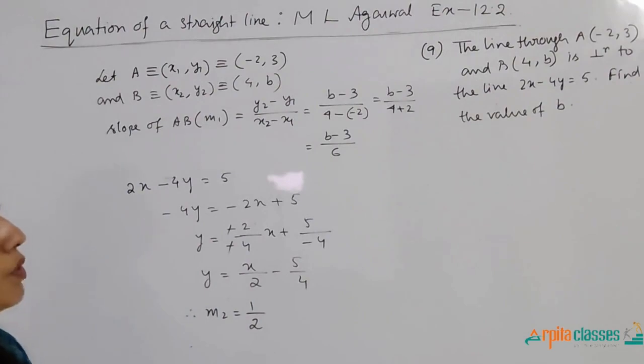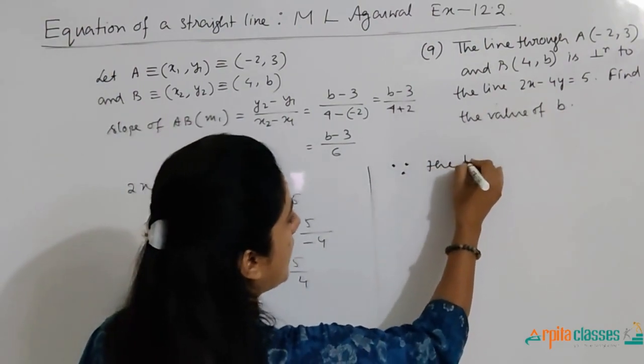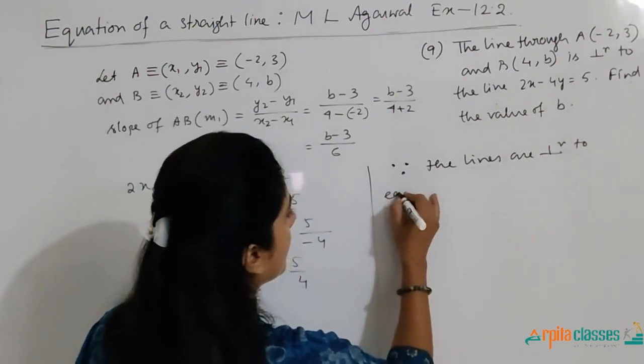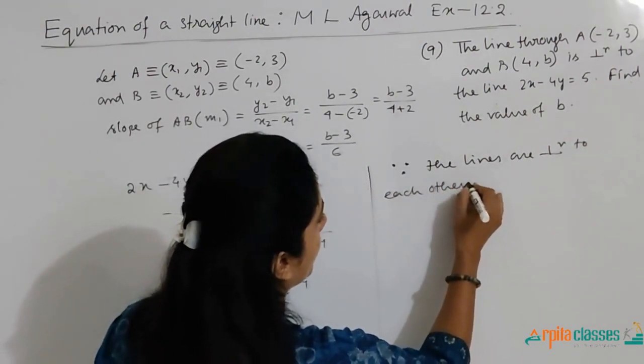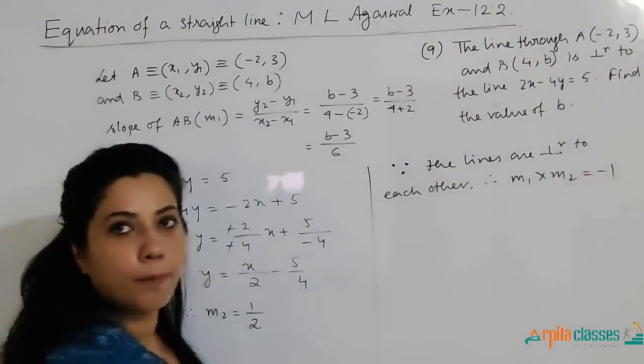We got m1 and m2. The lines are perpendicular to each other. Since the lines are perpendicular to each other, therefore m1 into m2 should be equal to minus 1.